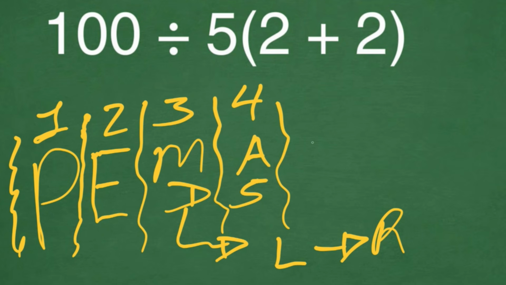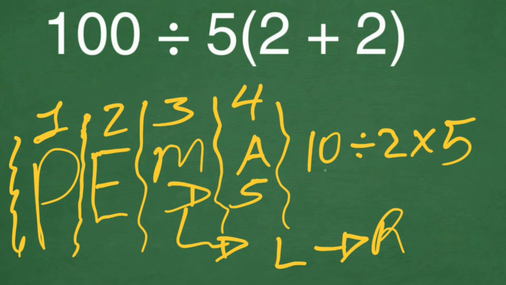So if we have, for example, 10 divided by 2 times 5, we are going to divide first and then multiply. Not because division has higher priority than multiplication, but because division comes first. And since they both have equal priority, we have to do the problem left to right, and we have to solve whichever comes first. So that is how we solve for multiplication or division.